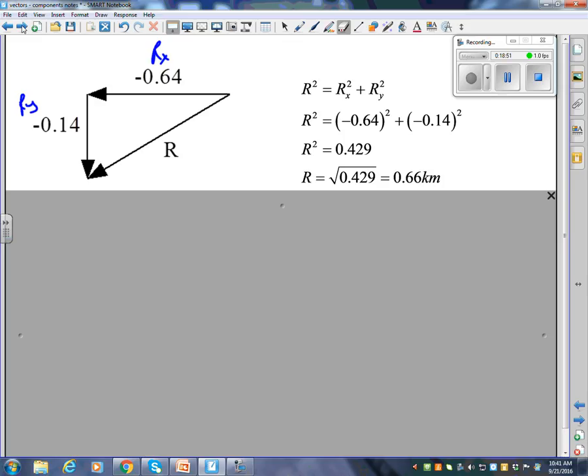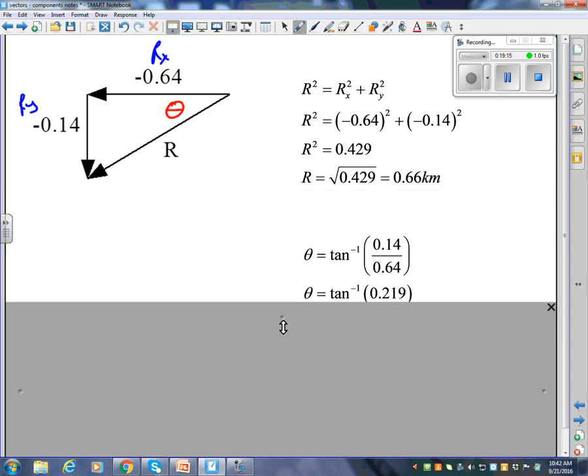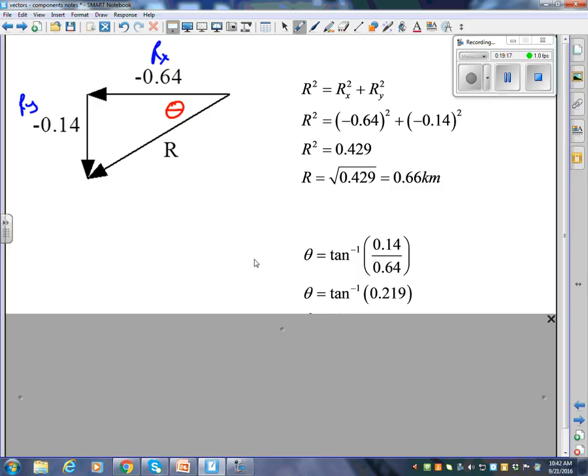Am I done? How come? I need an angle. Fortunately, once again, it will be what kind of triangle? A right triangle. And this is grade 9 math. What sides do I have? I have the opposite and I have the adjacent, so it's going to be tan. You're right, you do actually have the hypotenuse. Well, we'll work through that right away.